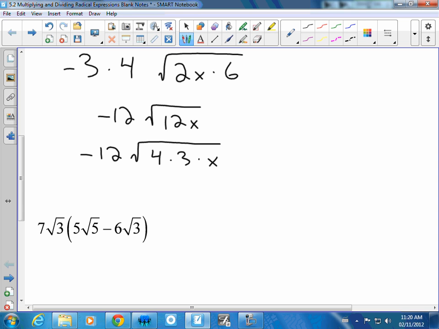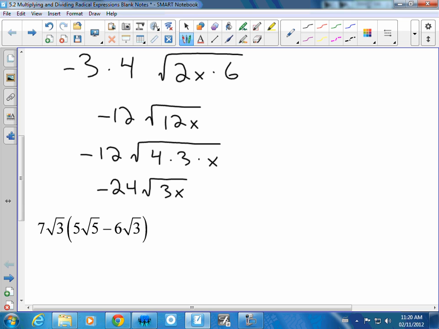What's the square root of 4? 2. So when it comes outside, you still have to multiply by the negative 12. Negative 12 times 2 is root of 3x. What do you think? Not bad? It's not that bad. Where did the what? Sorry? Because it's the square root of 4, right?